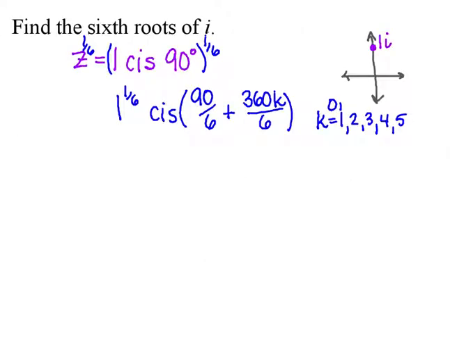And this is the thing. If you're finding the 6 roots, you're actually going to find 6 of them. If you're finding the fourth roots, you're going to find 4 of them. If you're finding the fifth roots, you're going to find 5 of them. It's always going to start with 0, and it's always going to be 1 less.